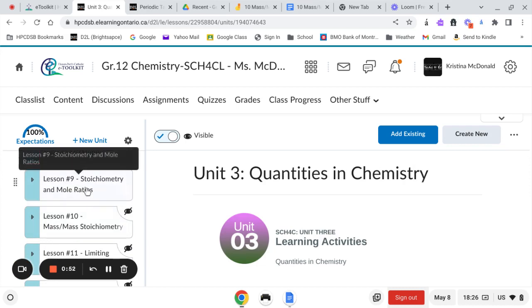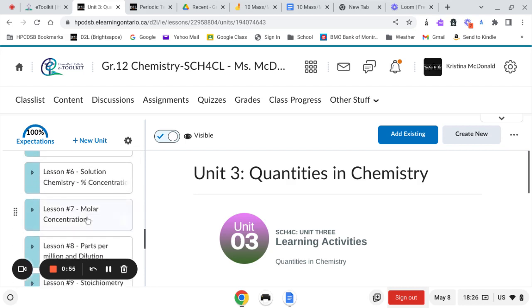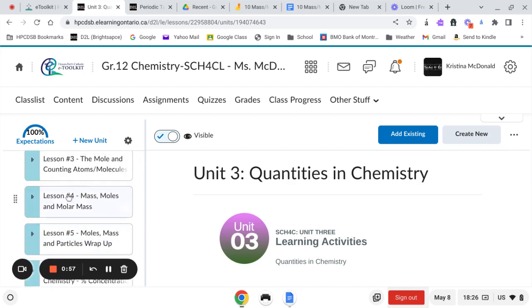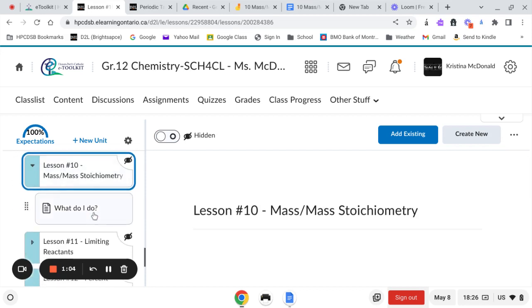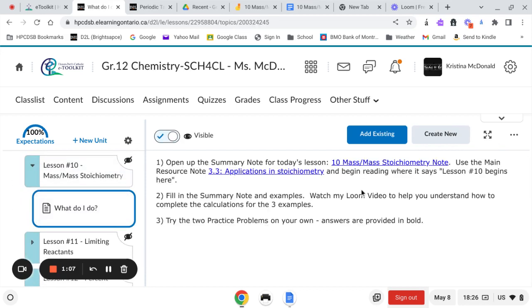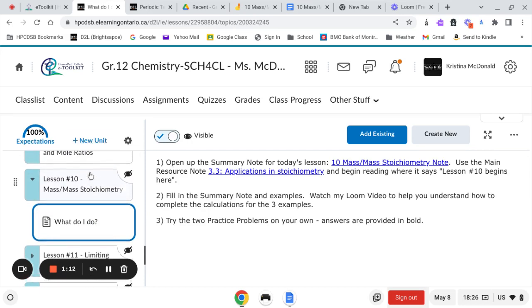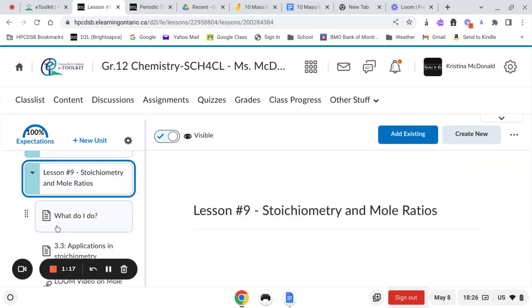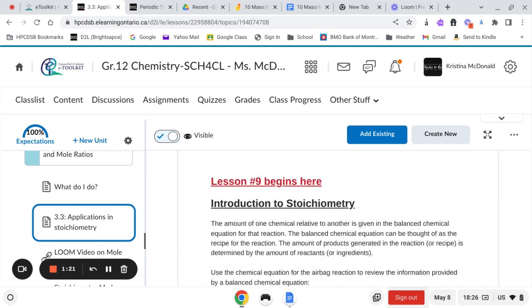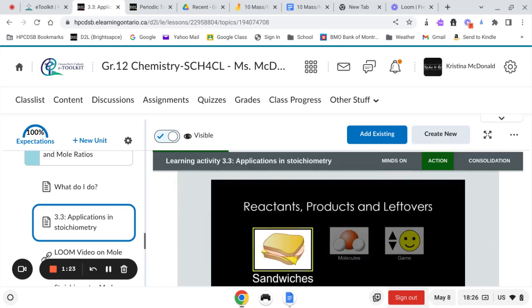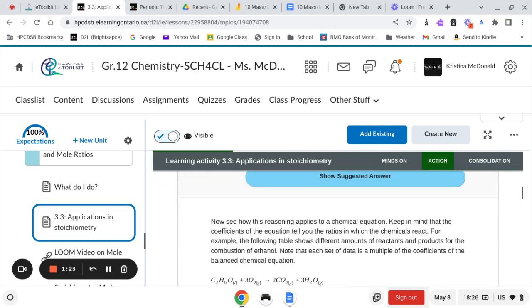We're using the concept of mole ratios from yesterday, and then we're going way back here, and we're using the concept of mass, moles and molar mass. And as usual, you're going to click on Lesson 10. There's a What Do I Do page, and you want to have the resource note open and available. So the resource note, I have a link for you here, but it's always present in one of the previous lessons. And we want to scroll down until we see Lesson 10 starting here.